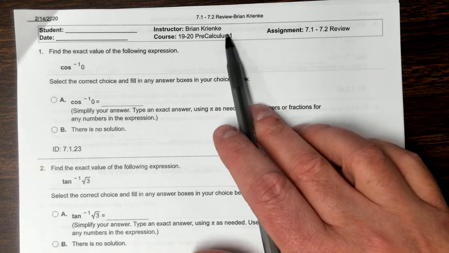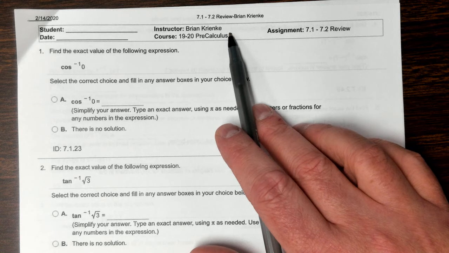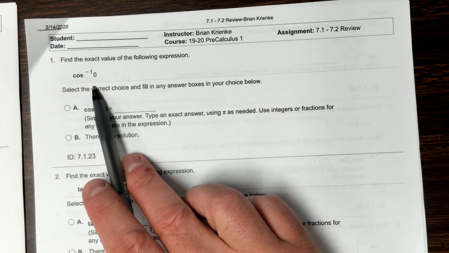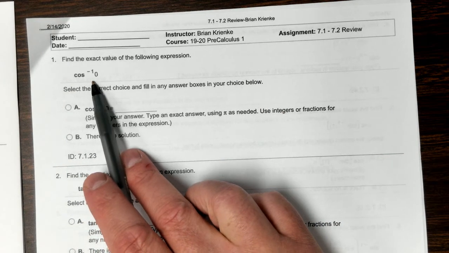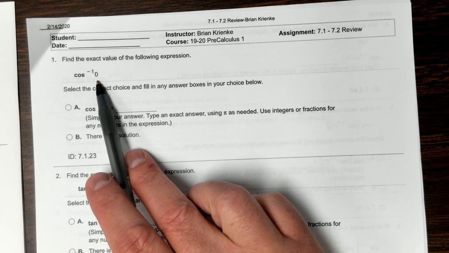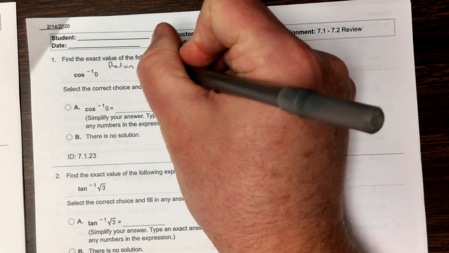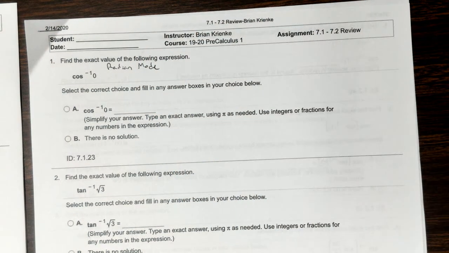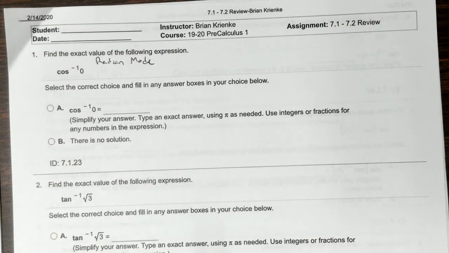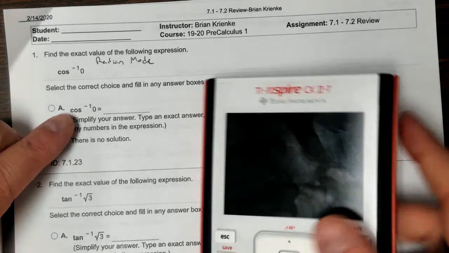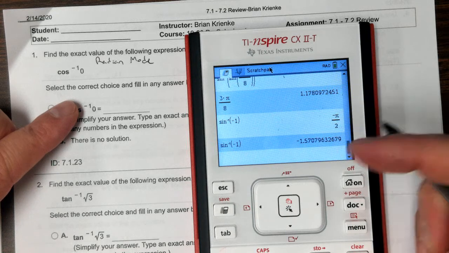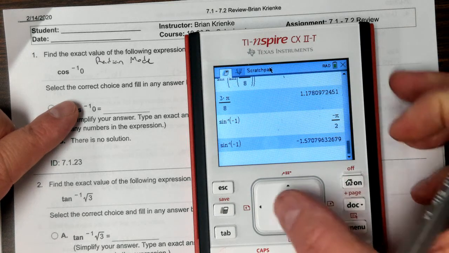Okay, so here's the review for 7.1 to 7.2. The first one, inverse cosine of 0. First off, just make sure you're in radian mode when you're checking your answers. Remember, some of them may show up perfect, some you have to work towards. So make sure, again, you're in radian mode like this.